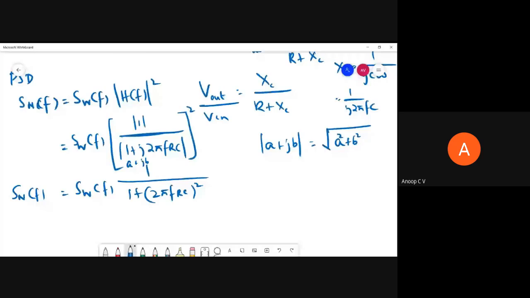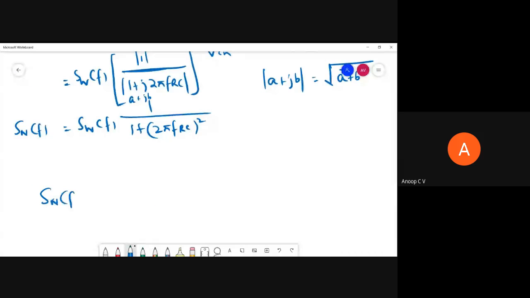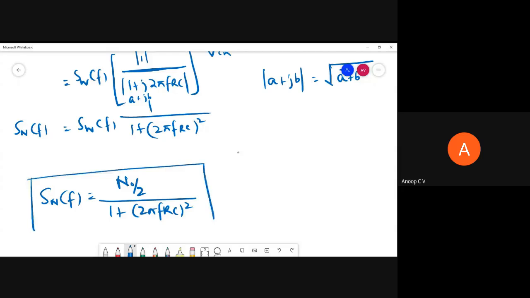Let me write it down neatly, since this is one result. Sn of f is equal to SW of f, which is N naught by 2, divided by 1 plus 2 pi f RC the whole squared. This is the output noise power spectral density.